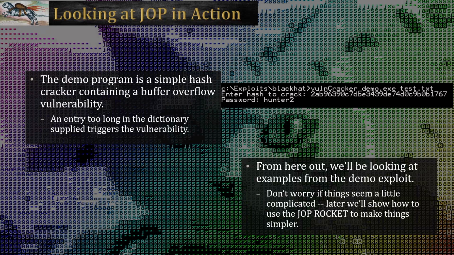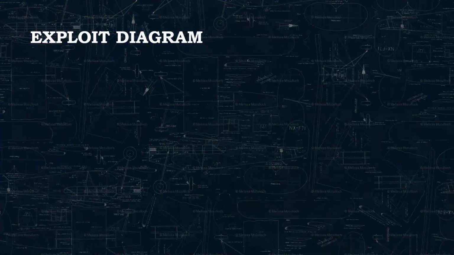So we're going to be taking a look at the manual approach of JOP here, and to demonstrate that, we're going to be using a demo program, which is a simple hash cracker, and it contains a buffer overflow vulnerability. So we'll be looking at examples from that demo program and the exploit built around it in order to see some challenges associated with the manual approach of JOP.